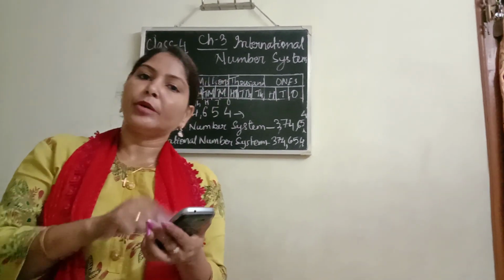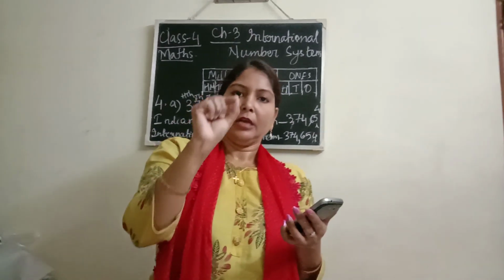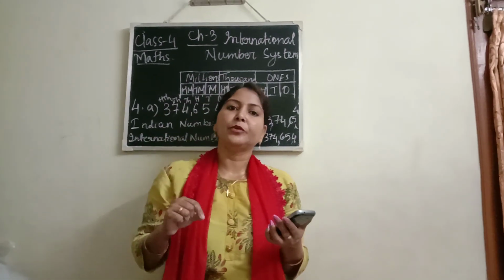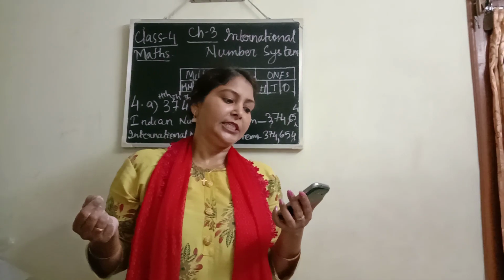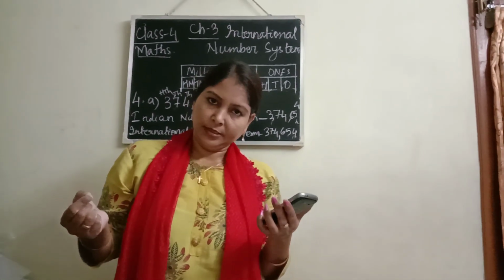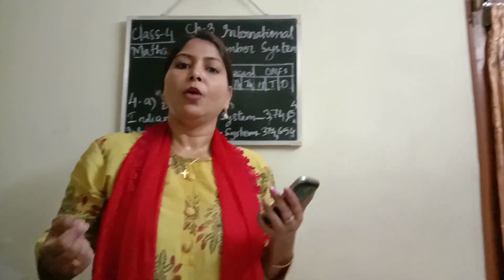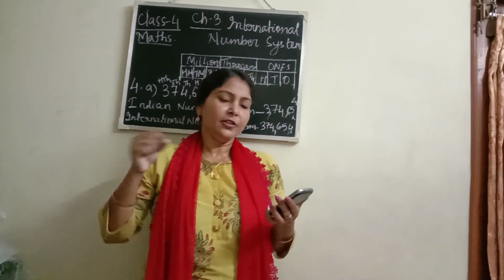Now see, the first question is 7,82,104. Now if you have to read this number in the international number system, how will you read it? First you will put the commas according to the periods, separate the periods first and then read it according to the international number system. So it will be 782 thousand, then 104. That's it. 782,104. This will be your answer according to the international number system, and you will do the rest.